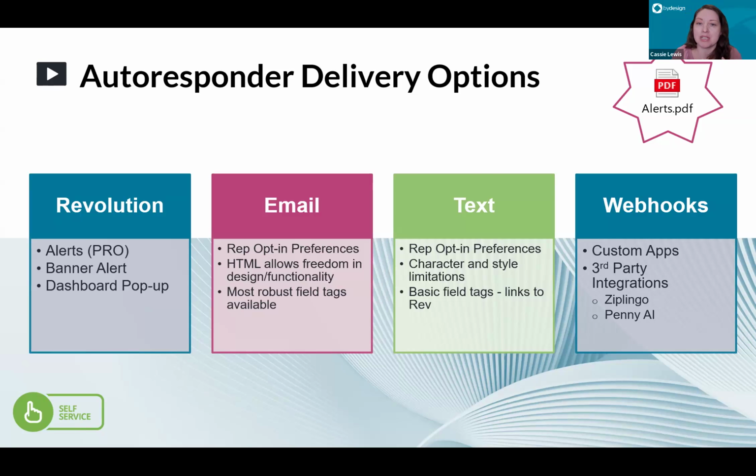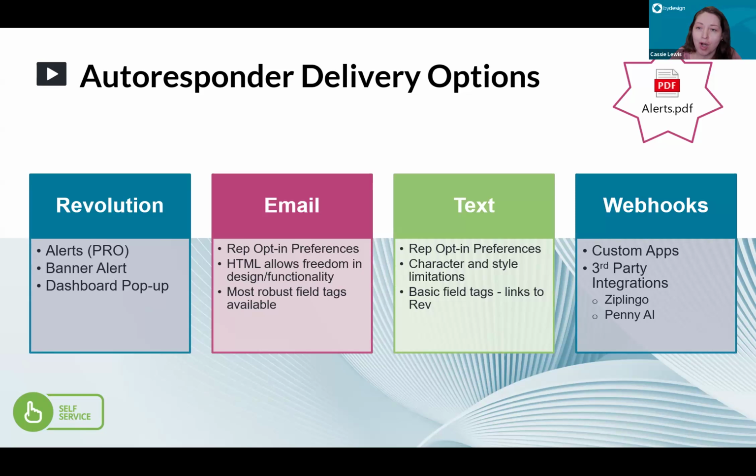Again, the reps can opt in or out of this. This one's going to be much more limited. If you think about what you can receive in a text message versus what you can receive in email, no, we're not going to add images or videos. You're not going to have that HTML. You're also going to be limited in the total character count for a text, or the field tags that are available. So the delivery method is going to dictate some of your configuration choices.